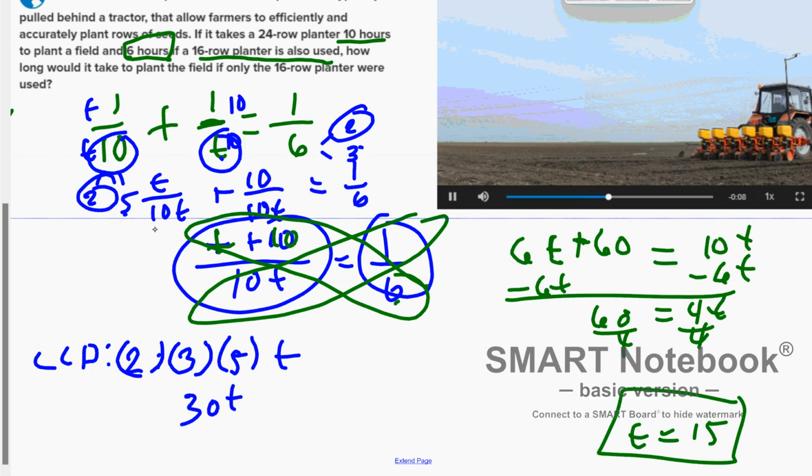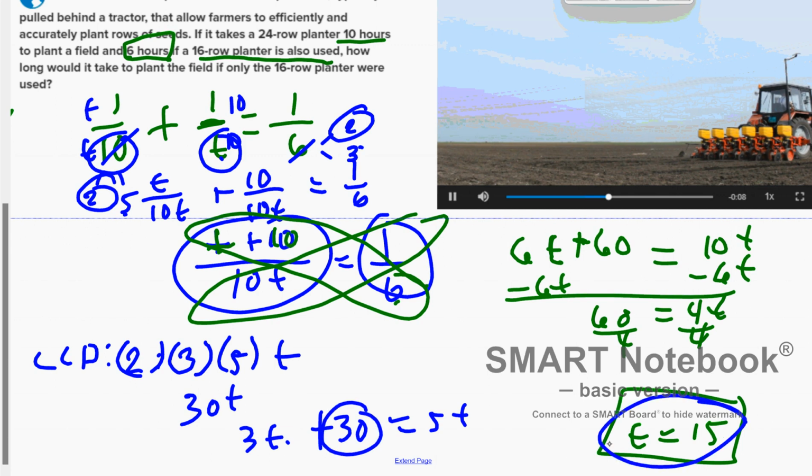And then we can multiply everything by 30t. So this 10 would cancel out, and we would get 3t on top times 1, which is just 3t. And over here, the t would cancel out, so we would just get plus 30. And over here, the 6 would cancel out, so we're left with 5t. Solving this again, subtract the 3t, you get 2t. What is 30 divided by 2? 15. Okay, so that's the same way to do it.